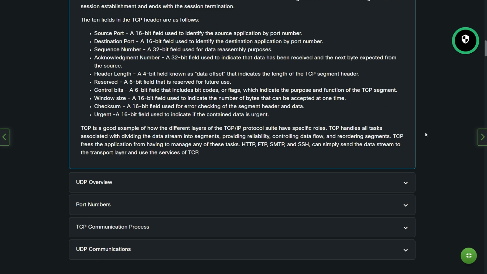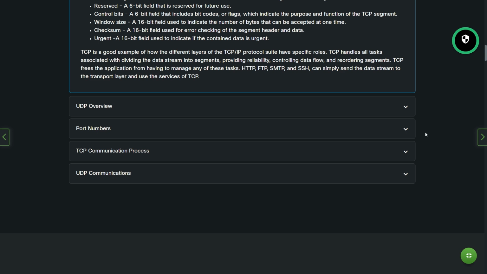TCP is a good example of how the different layers of the TCP/IP protocol suite have specific roles. TCP handles all tasks associated with dividing the data stream into segments, providing reliability, controlling data flow, and reordering segments. TCP frees the application from having to manage any of these tasks. HTTP, FTP, SMTP, and Secure Shell can simply send the data stream to the transport layer and use the service of TCP. The next point is UDP overview.